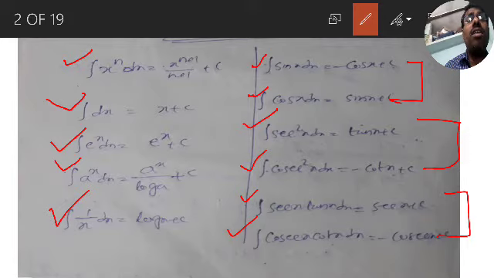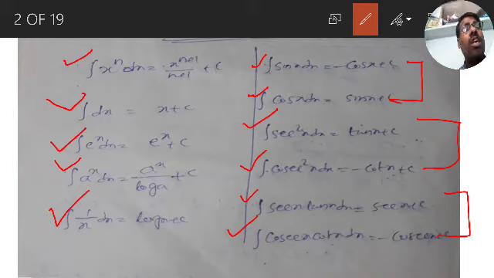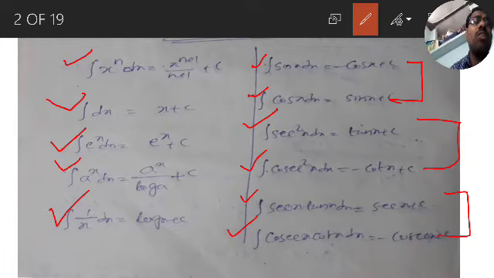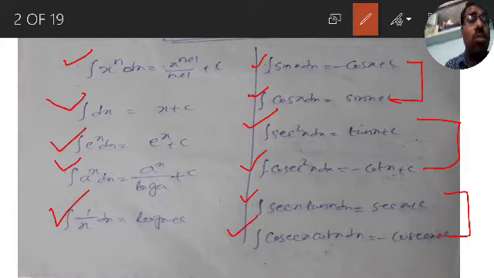Integration of dx is x plus c. Integration of e power of x is e power of x plus c. Integration of a power of x dx is a power of x by log a plus c. Integration of 1 by x dx is log x plus c. Integration of sin x is minus cos x, integration of cos x is sin x. Integration of sec square x dx is tan x plus c. Integration of cosec square x dx is minus cot x plus c. Integration of sec x tan x is sec x plus c. Integration of cosec x cot x is minus cosec x plus c.